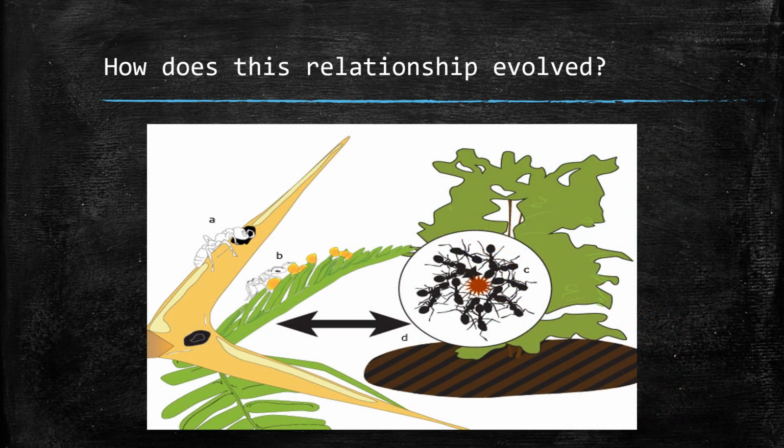How does this relationship evolve? The mutualistic relationship is established when a newly mated queen is attracted to a tree by its odor and starts nesting inside the hollow acacia thorns. The queen ant lays about 15 to 20 eggs to produce the first generation of workers.